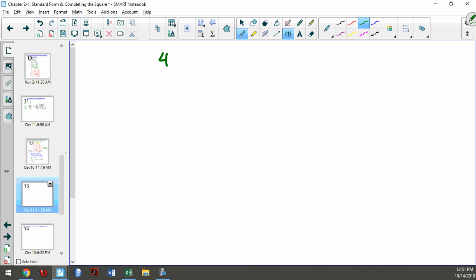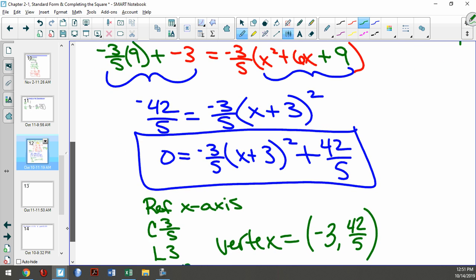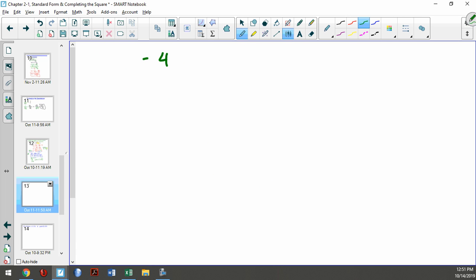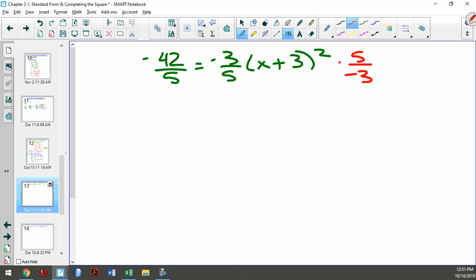If I'm going to go back up to here, and I'm going to utilize this right here. You see that? So that's going to be negative 42/5 is equal to negative 3/5 parenthesis x plus 3 squared. So to find my x-intercepts, how do I solve for x? Divide by negative 3/5. When you divide by negative 3/5, that's the same thing as multiplying by its reciprocal, right? Double negative creates a positive. The 5's cancel out. And what's 42 divided by 3? 14 is equal to, those go away, x plus 3 squared.